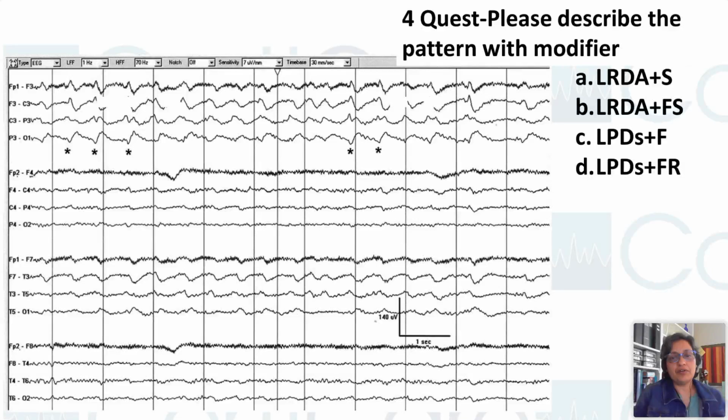This question here is if you can describe the pattern with modifiers. There are some stars, which is kind of a cheat sheet here, right? Would you describe this as lateralized rhythmic delta with sharps, or with fast activity as well as sharps? Or would you think these are periodic discharges with fast activity, or periodic discharges with fast activity as well as rhythmic delta? How would you describe this pattern?